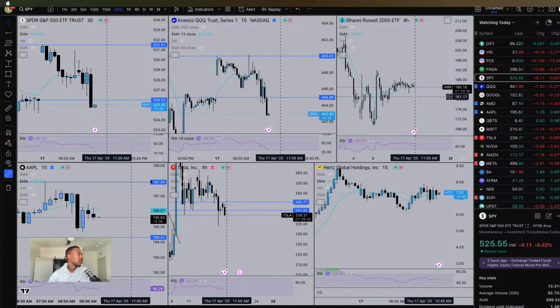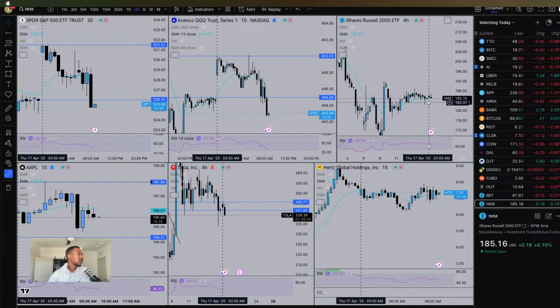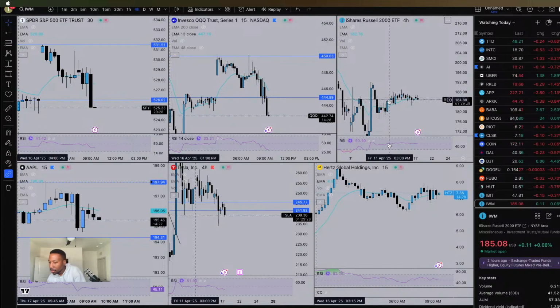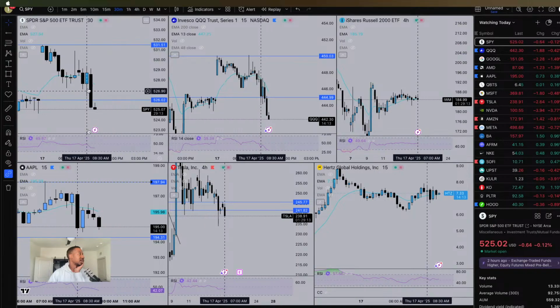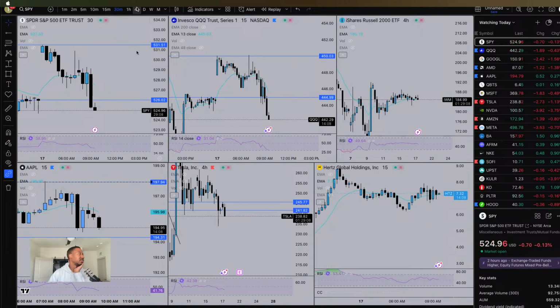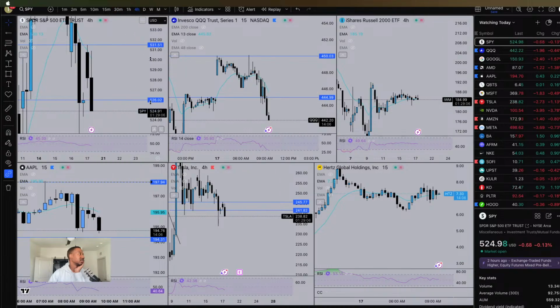Y'all, I'm looking at the Russell. Dang, what was that, bro? Yeah, I'm looking at the Russell. Oh yeah, we're about to fall. Oh no, this is a 30-minute candle. My bad, I'm over here thinking this is a 4 hour candle. I thought this was a 4 hour. I was like, oh yeah, we're about to fall hard. But it's a 30-minute. Okay.